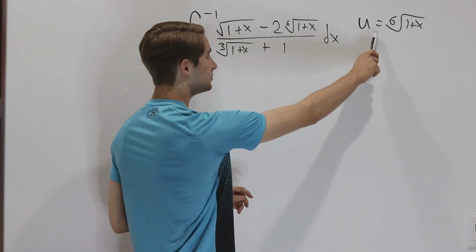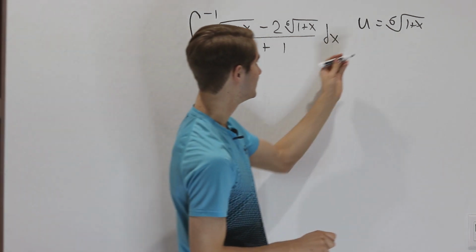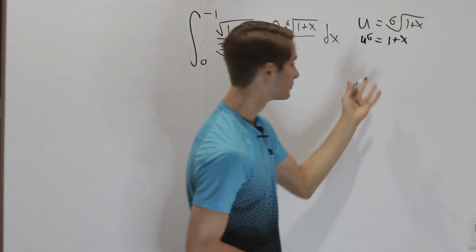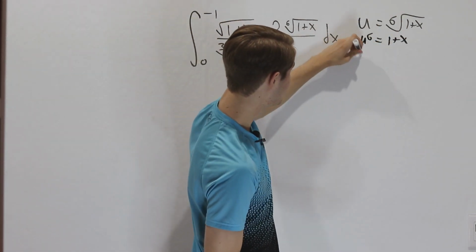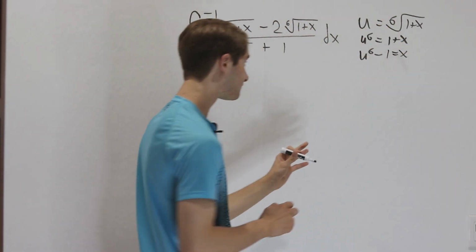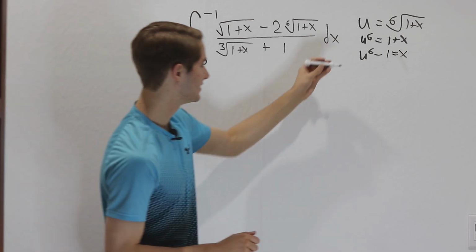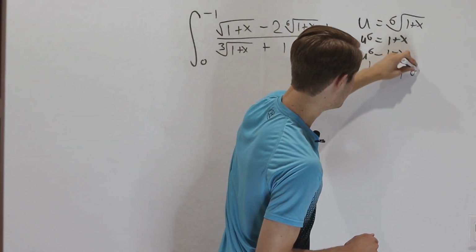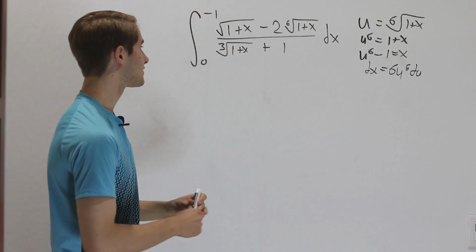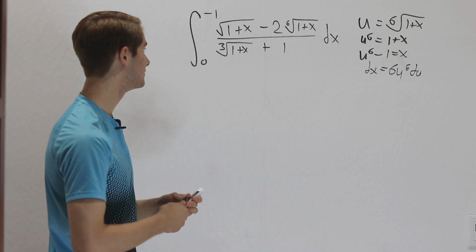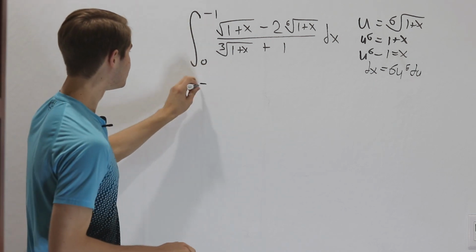Now what's especially cool about substituting roots like this is that if we take the sixth power on both sides, so u to the sixth equals 1 plus x, and then subtract 1, so u to the sixth minus 1 equals x. Now we can differentiate both sides to get dx, and we'll again be left only with a polynomial that we can substitute in. And therefore, we'll turn this whole integral into a rational expression, which is much nicer to deal with. So let's plug this all in.